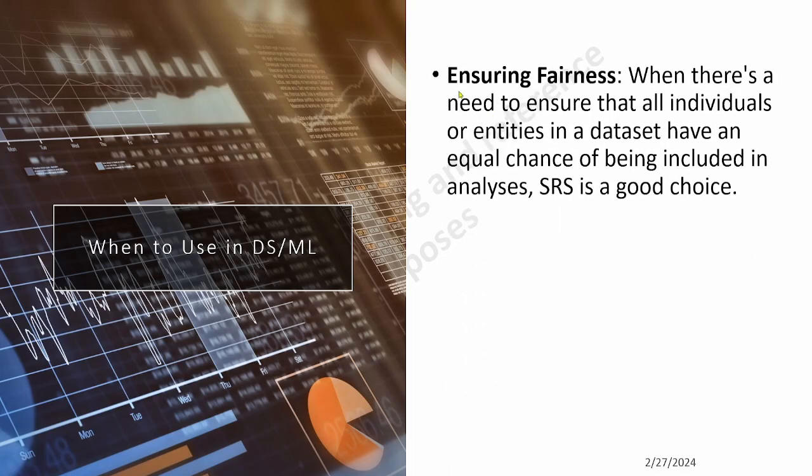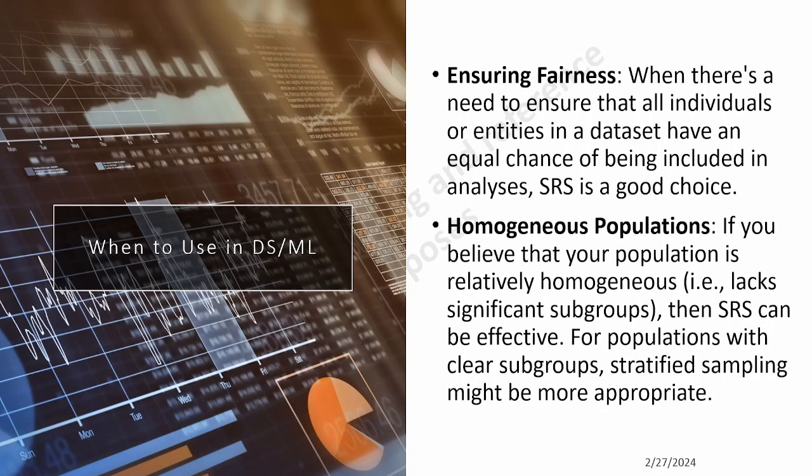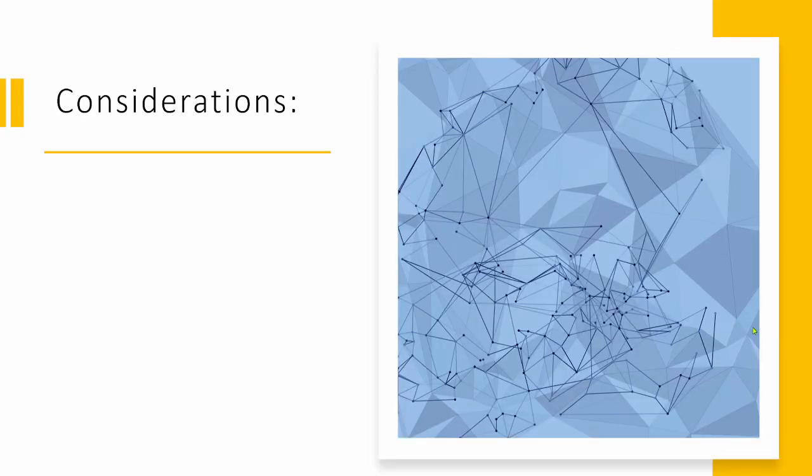Another use case is when you want to ensure fairness in representing the population. Then the simple random sampling method is useful because there is no bias here. And homogeneous population: if you know the data set is homogeneous and there is no variation in terms of distinct populations, we can use this method. So for a homogeneous population, simple random sampling is very useful.